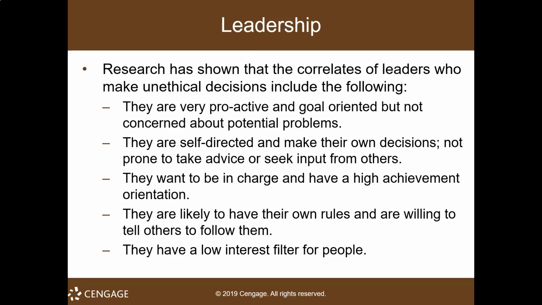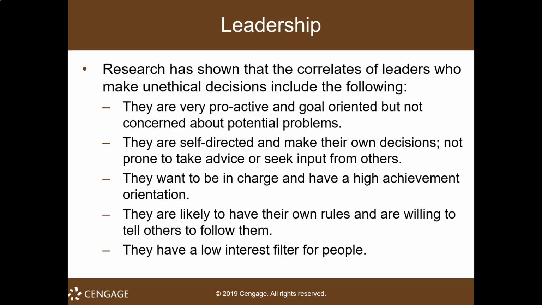Okay. All right. So, the first thing to note is that for a leader to influence ethical behavior among employees, they have to act ethically themselves. If a leader engages in unethical behavior, it is highly unlikely that ethical behavior of employees is going to be the result, right?